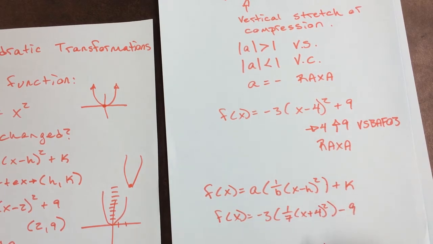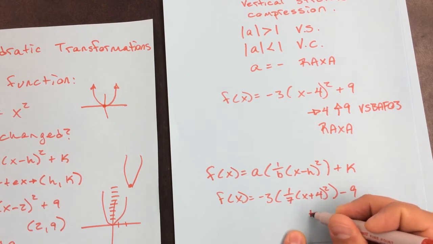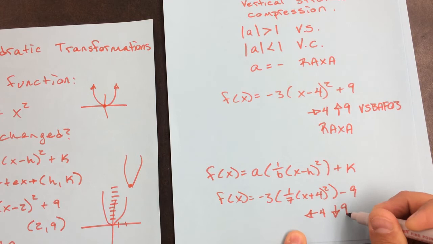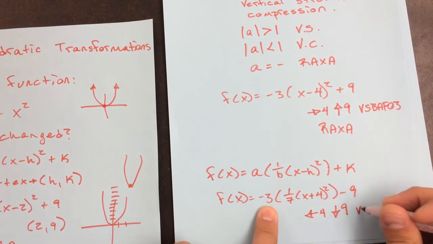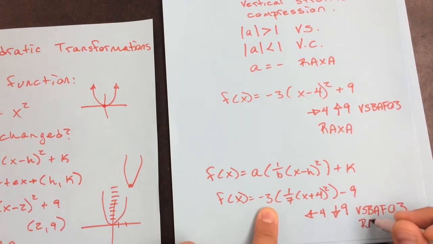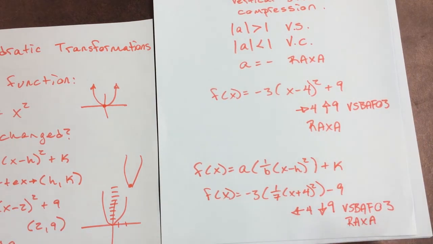So we got a lot of stuff happening here, obviously. The first thing that's going to happen is this 4 is going to move it left 4. This 9 is going to move it down 9. This 3 is going to vertically stretch it by a factor of 3. Because it's negative, it's going to reflect it across the x-axis. This 7 means that my b value is 7, which is going to be a horizontal stretch by a factor of 7.